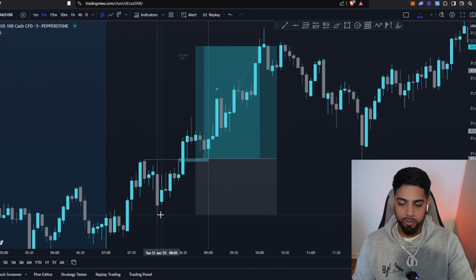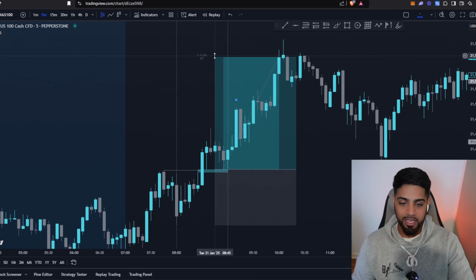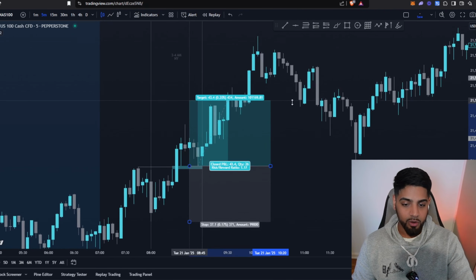We put our stops just below the most prominent low, because if it invalidates that, then it invalidates the entire trend. And we simply target a 1-to-1. On here, I did let it run to a 1-to-2.